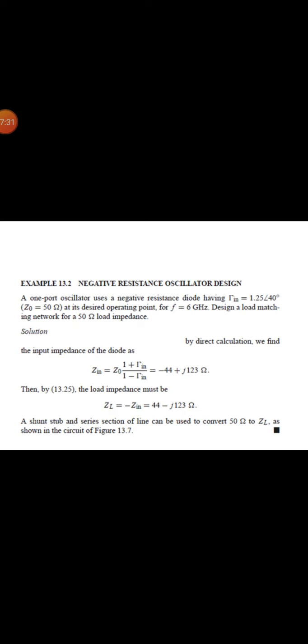Now let us consider a negative resistance oscillator design. Suppose a one-port oscillator uses a negative resistance diode having tau in equal to 1.25 angle 40 degrees at its desired operating point and f equal to 6 gigahertz, and we design a load matching network for a 50 ohm load impedance. Then Zn is given by Z0 into 1 plus tau in by 1 minus tau in. When we substitute the values, we get minus 44 plus j123, and ZL is equal to minus Zn. Therefore, ZL will be equal to 44 minus j123 ohms.